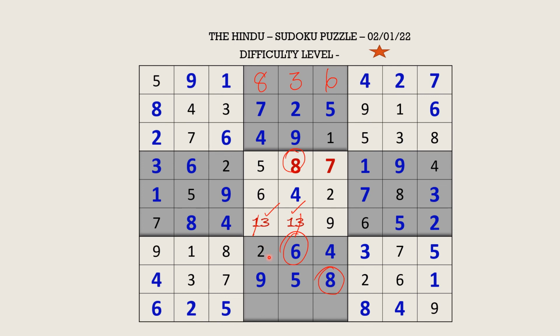Now here the missing numbers are 1, 3 and 7. So here there is a 3 and 7. So this cell takes 1. There is a 1 blocking here. There is a 7 blocking here. So this cell takes 3 and this one 7. And the puzzle is solved.